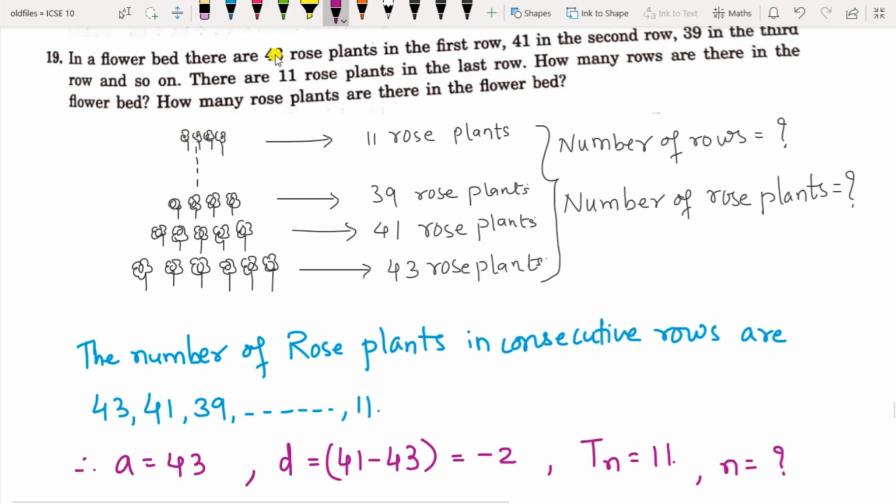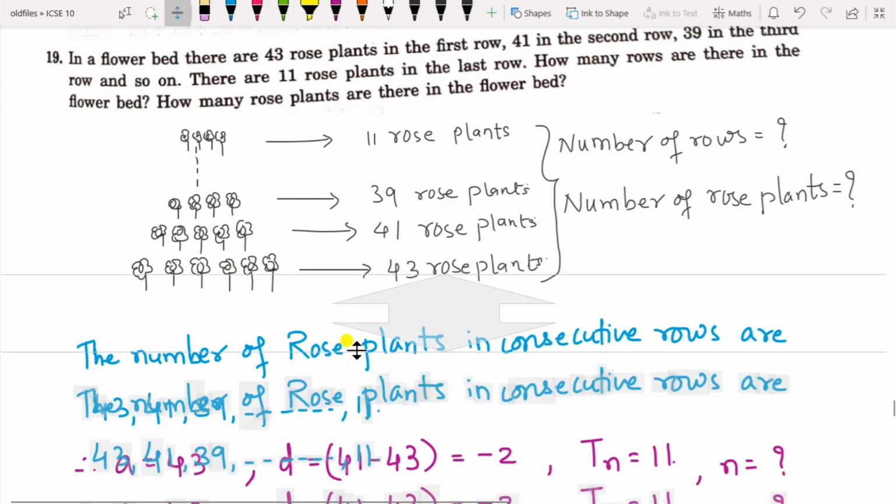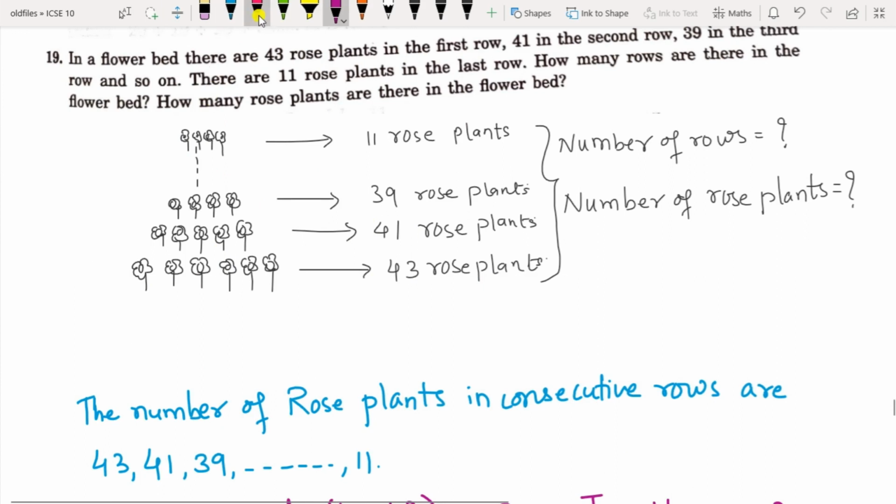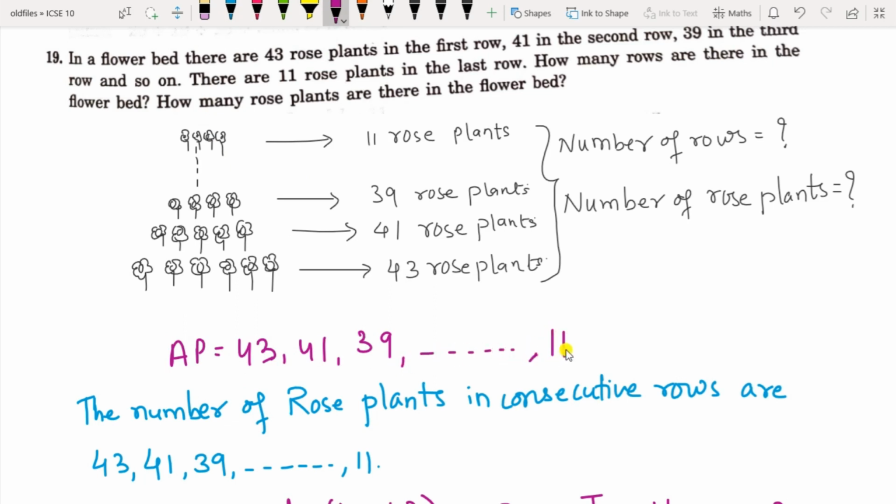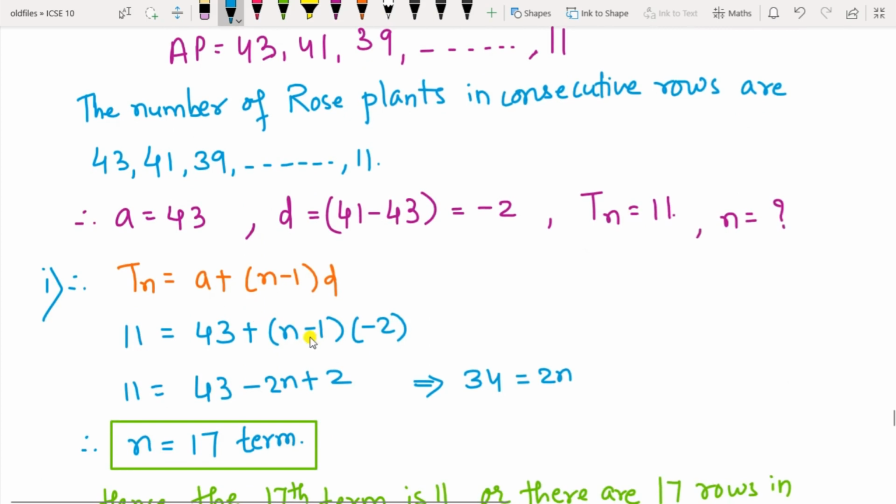In a flower bed, there are 43 rose plants in the first row. Then the AP keeps decreasing, that is 41, 39, and in the last row it is given as 11 rose plants. So the AP here is 43, 41, 39 and so on, and the last term is given as 11. This is the value of the last term. You have to find the number of rows and number of rose plants.